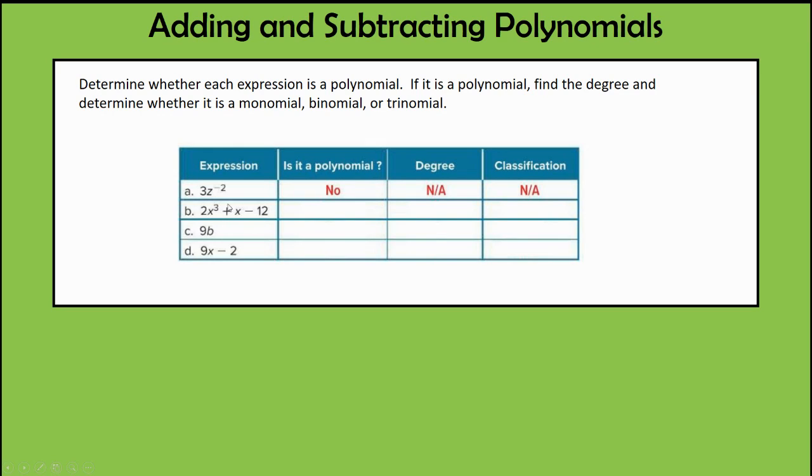So the first term is 2x cubed. That's a product of a number and variables. X cubed is x times x times x. So that's all multiplied together right there. So that's our first term. Our second term is the x. And our third term is this negative 12, or minus 12 becomes a negative 12. So there are three terms here.